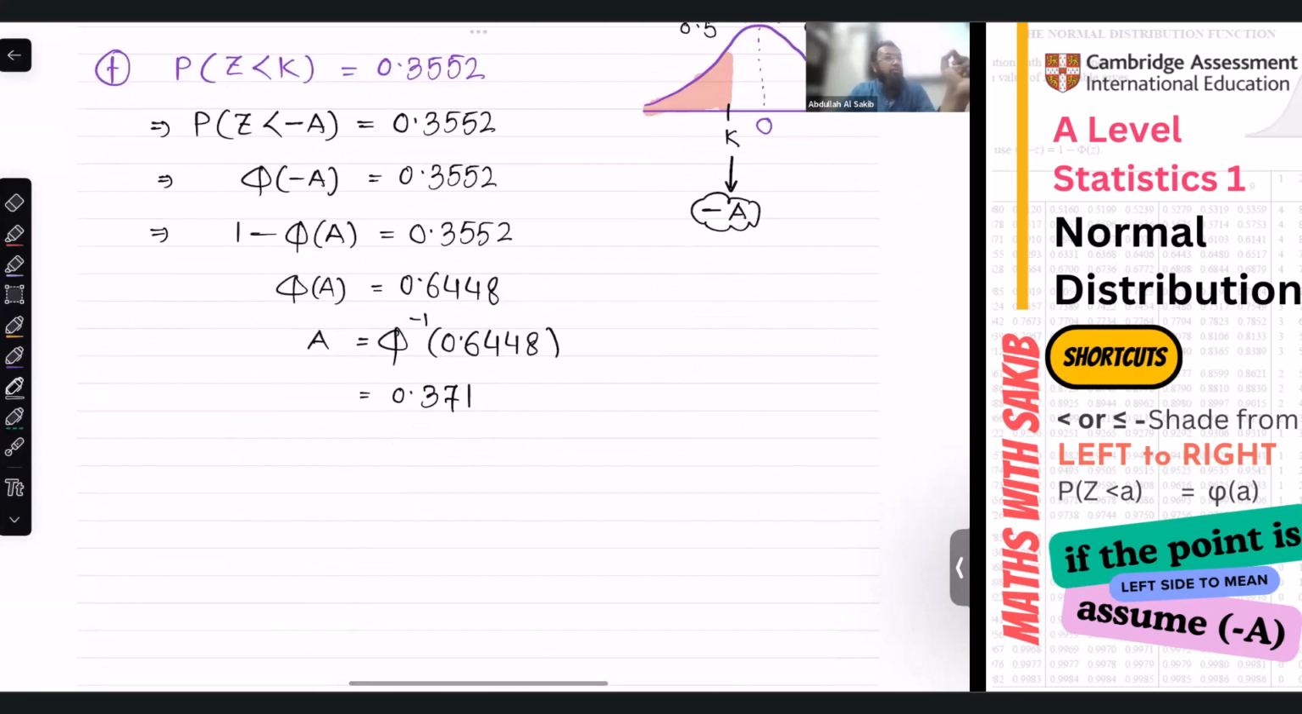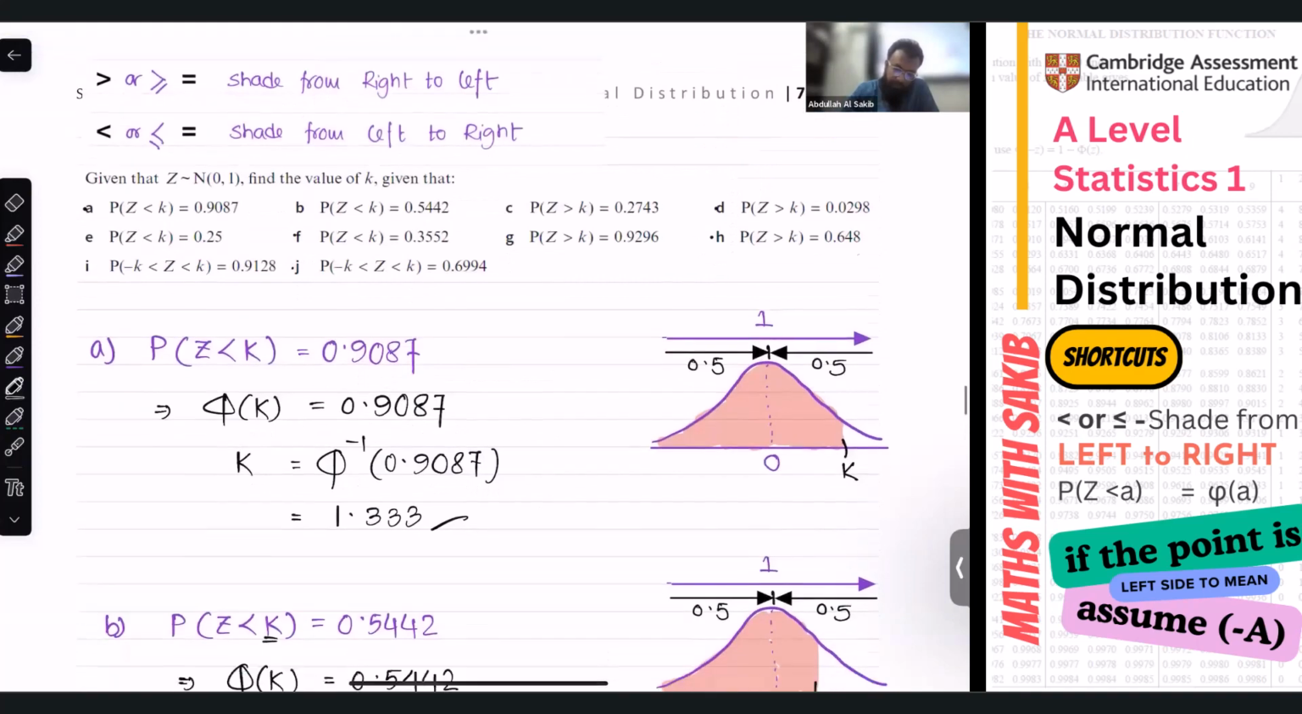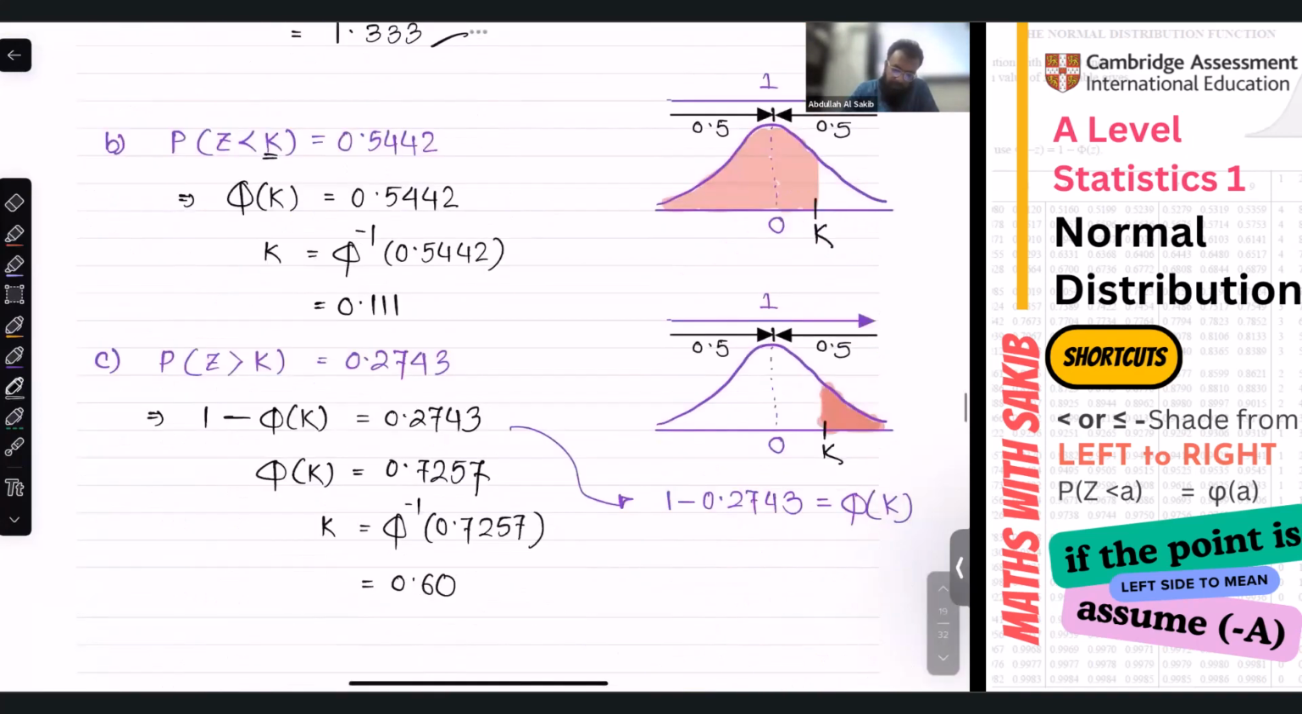But we need to know the value of K. And we considered K as minus A. So the value of K will be minus 0.371. Done. So let's do another one. So number H.